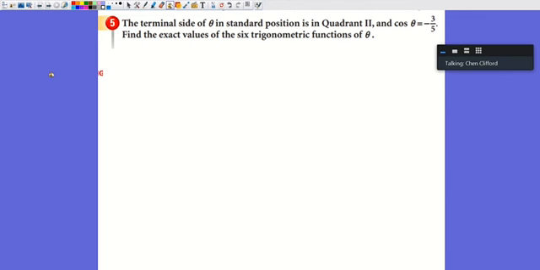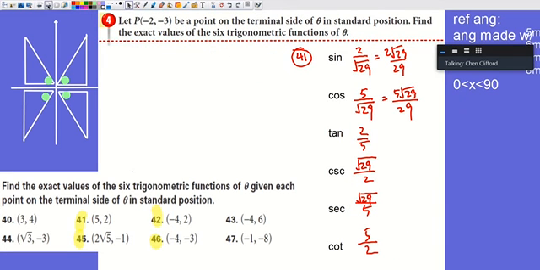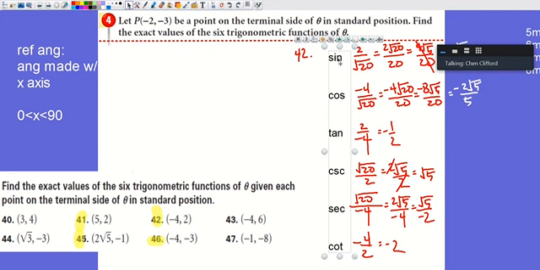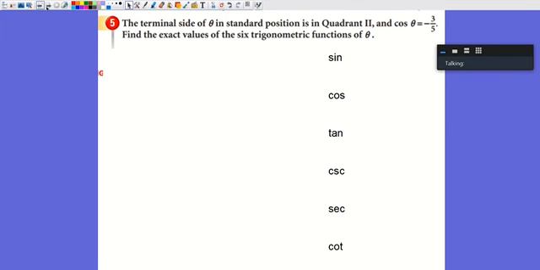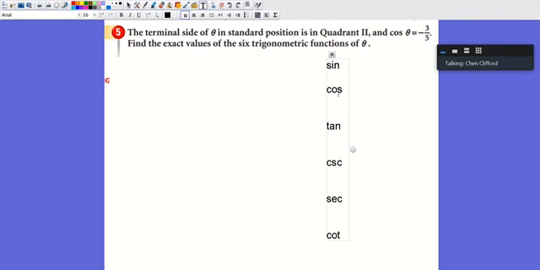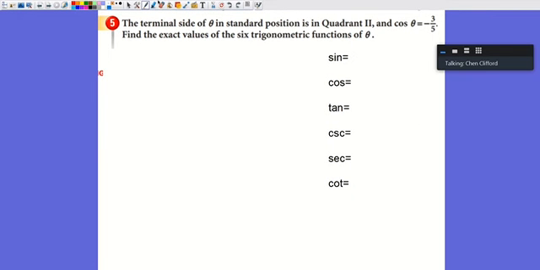Okay, so this is almost very similar to what we were just doing. Okay, let me shrink this a little bit. Now let's go ahead and draw an x and a y axis here.